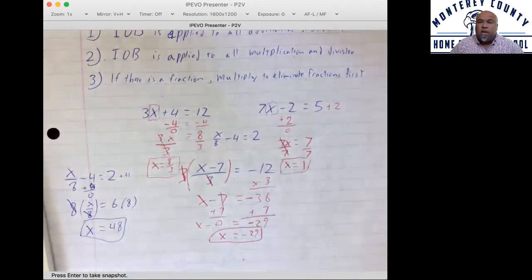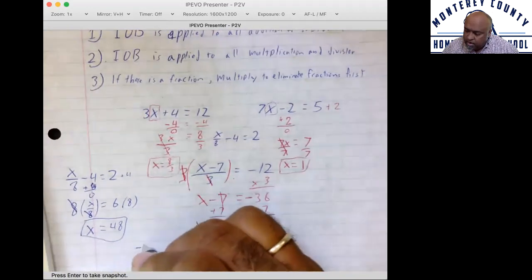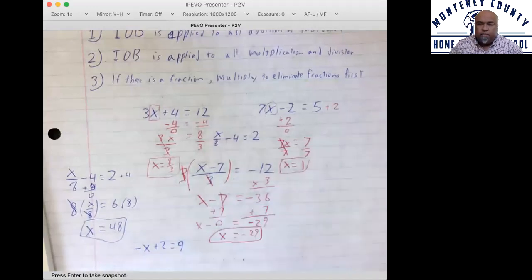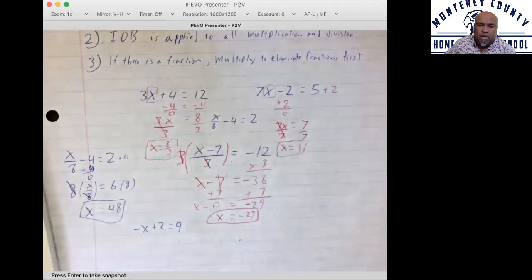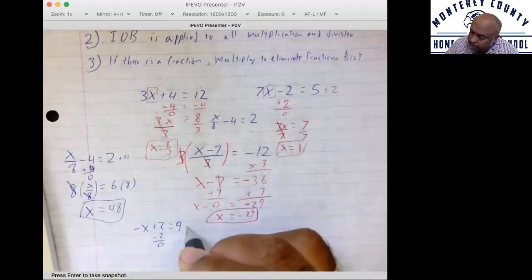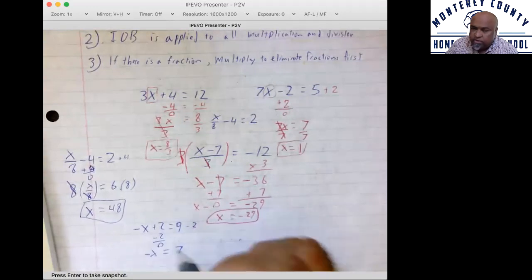Okay? Now, one more thing I just wanted to show you just to avoid confusion. Let's just say you have a problem like this. Negative x plus 2 is equal to 9. Okay? This will be our last problem for this lesson. So first step, I want to subtract the 2 from both sides. 9 minus 2 is 7. So now I have negative x equals 7.